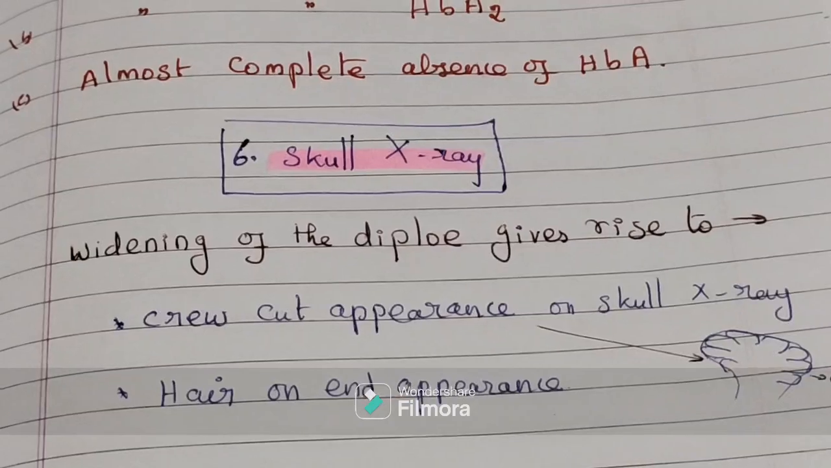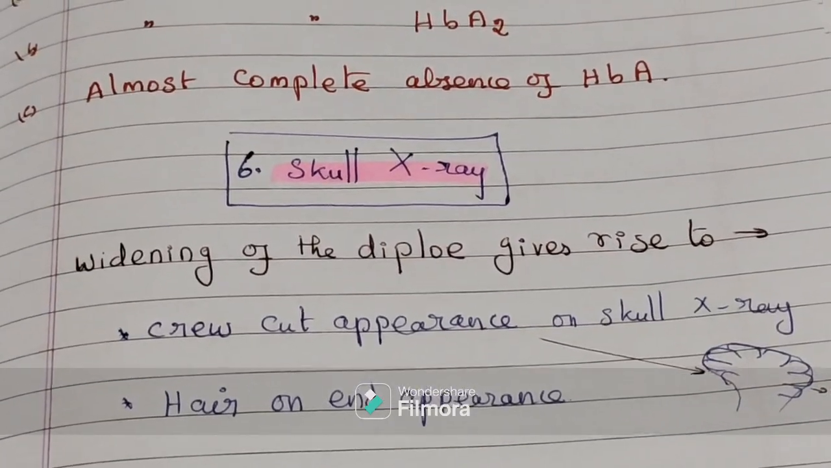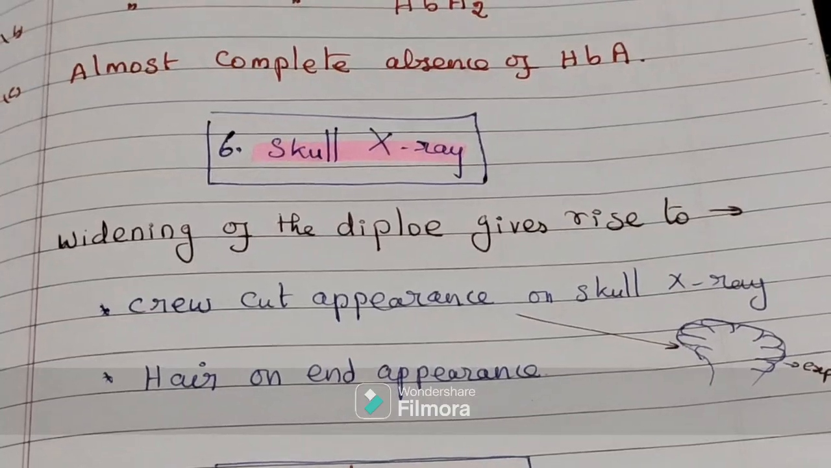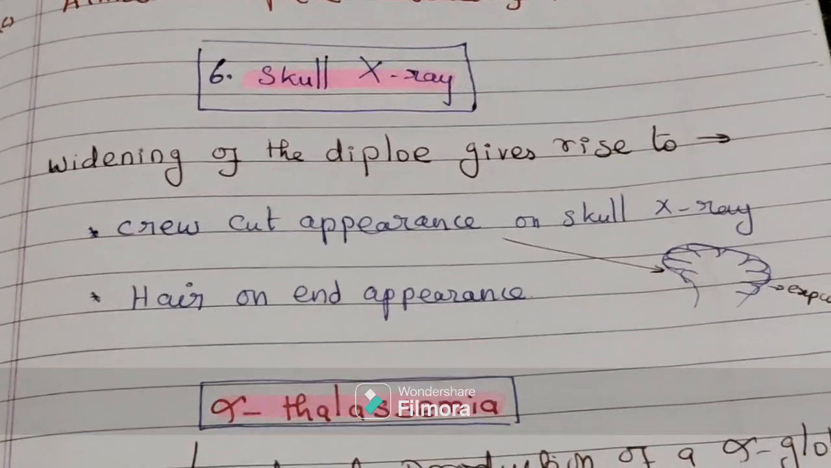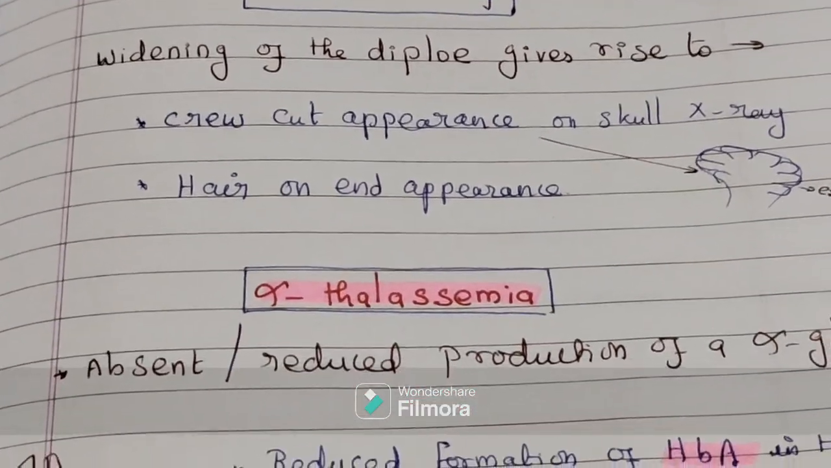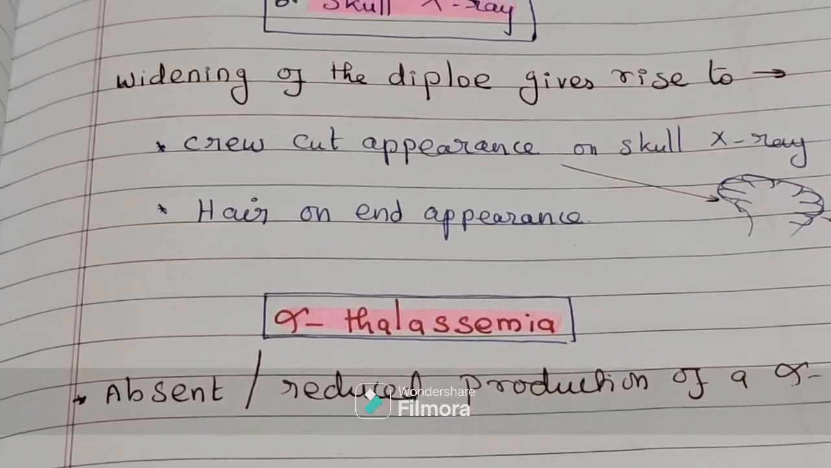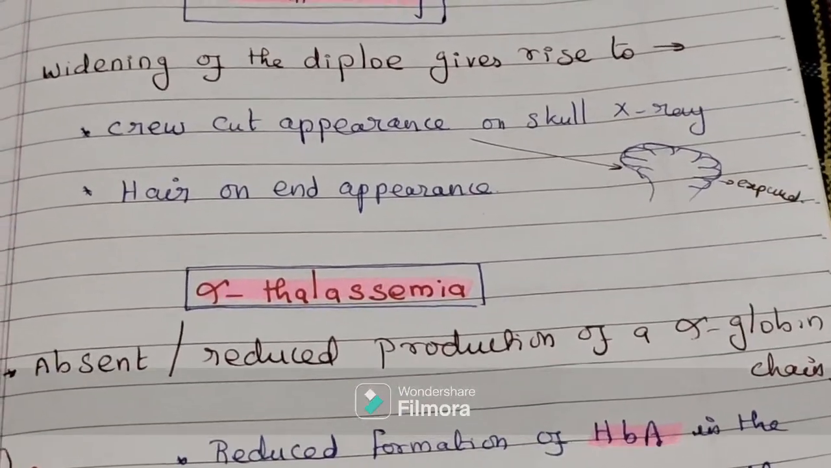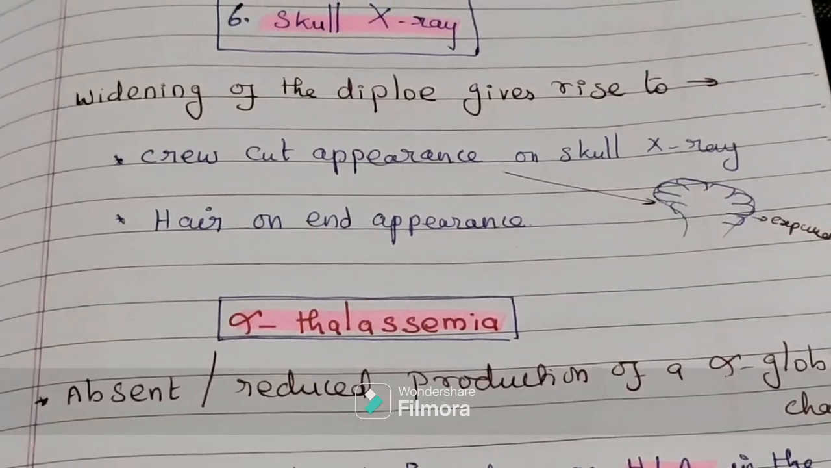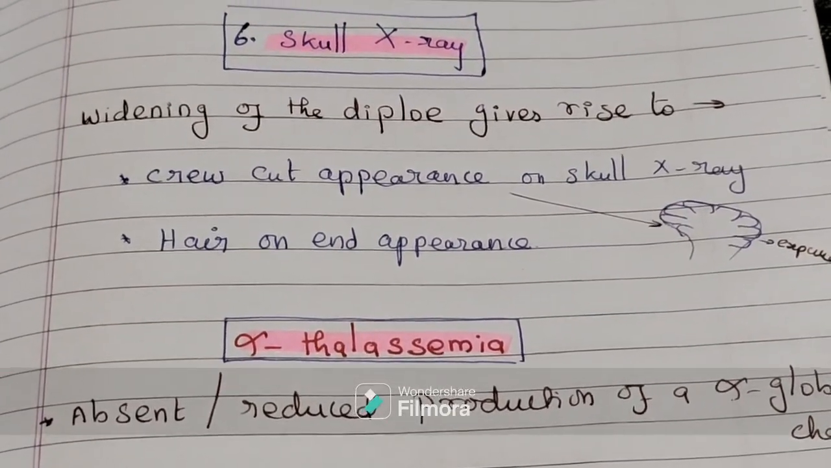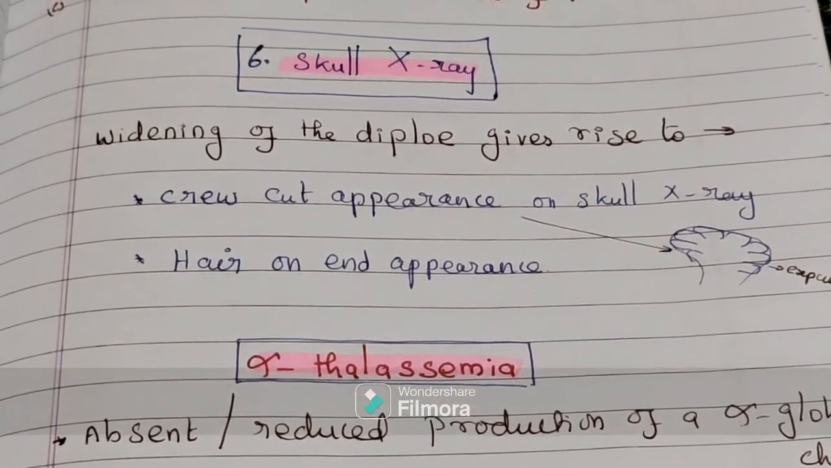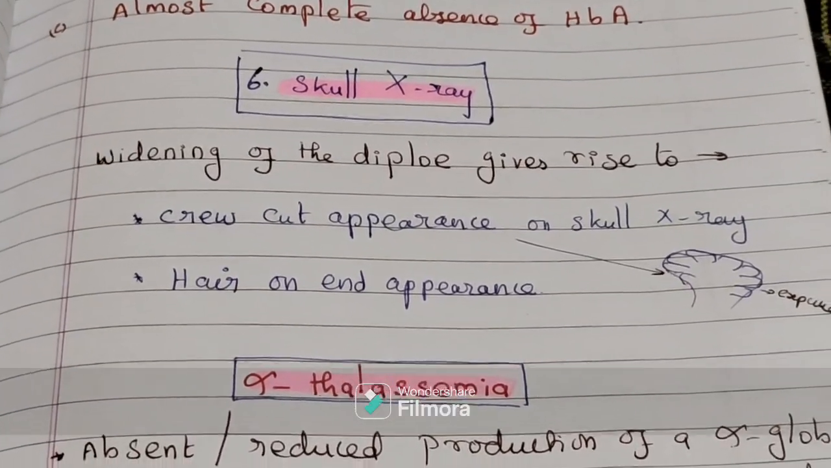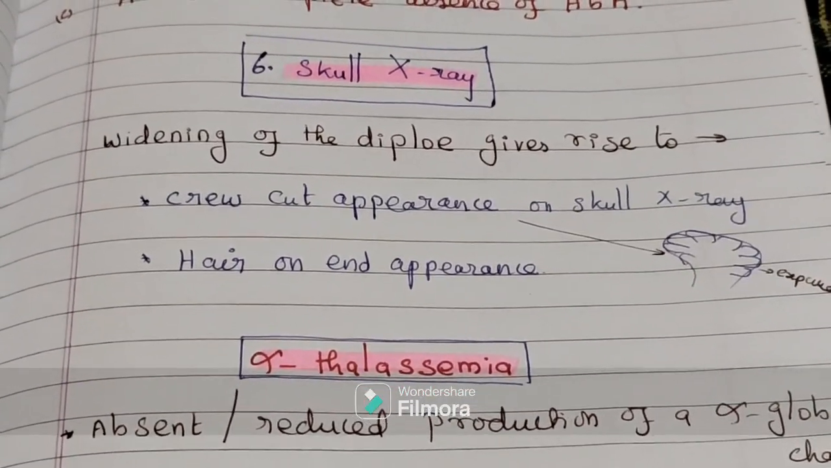So both mean the same. It is due to expansion of the marrow cavity in the skull. The marrow cavity expands, giving this appearance. This is known as crooked appearance or hair-on-end appearance. So that is all about beta thalassemia.